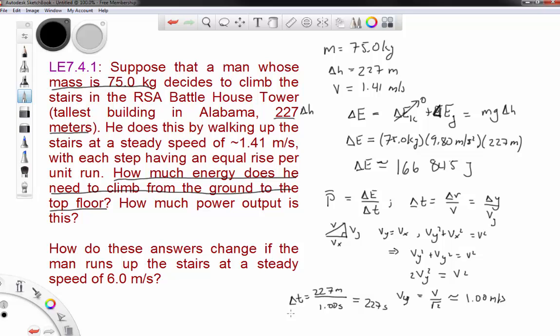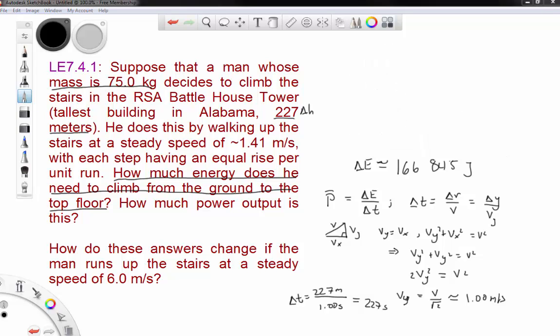Therefore, we can now find what the average power is. It's going to be this energy divided by this amount of time. So, average power is change in energy per unit time. We have the change in energy, that was the 166,845 joules, and then we have the change in time, which was 227 seconds.